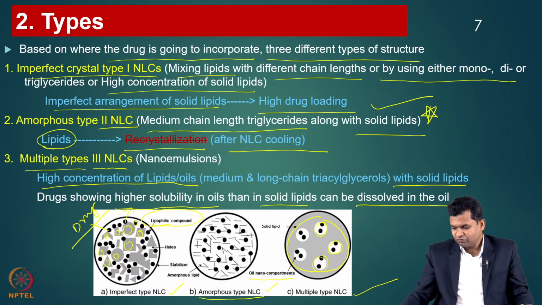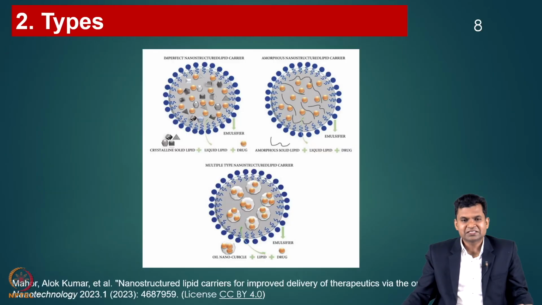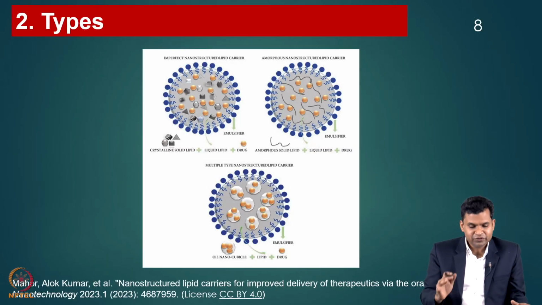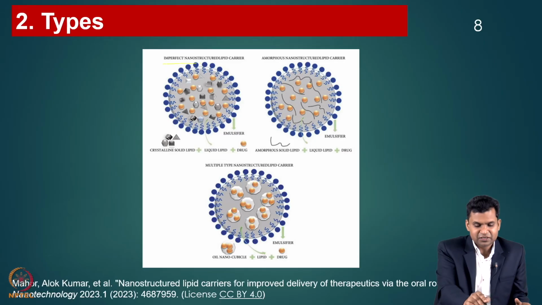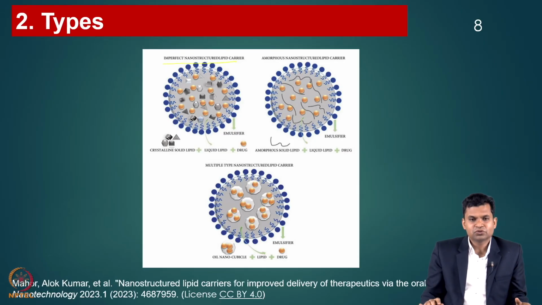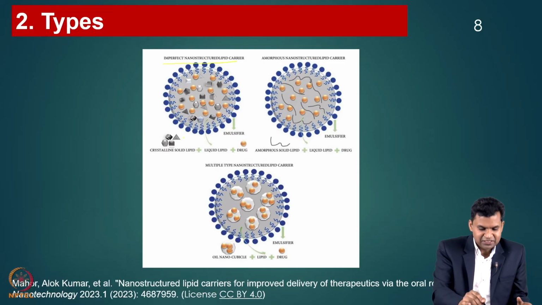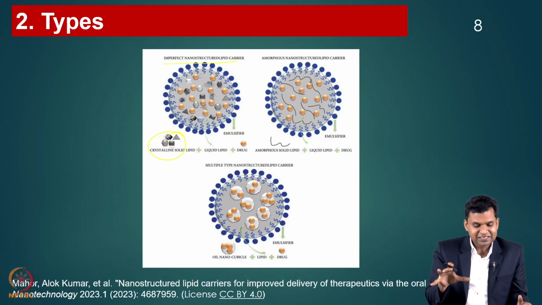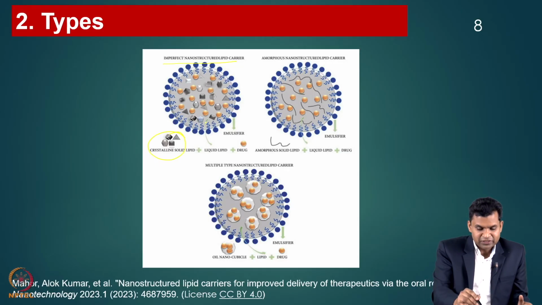So I'm showing one more example so we can understand very clearly. Now we can see the first one is the imperfect nanostructured lipid carriers. Here you can see the solid lipid, which is crystalline in nature, and in the background we can see the liquid lipid and then the drug molecules, right? Which is crystalline in nature.